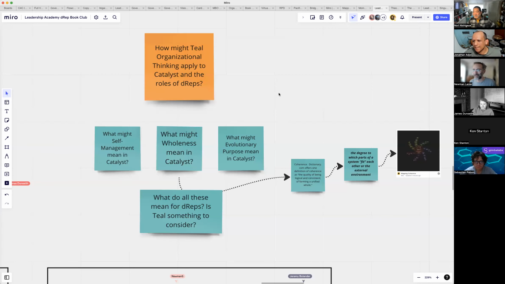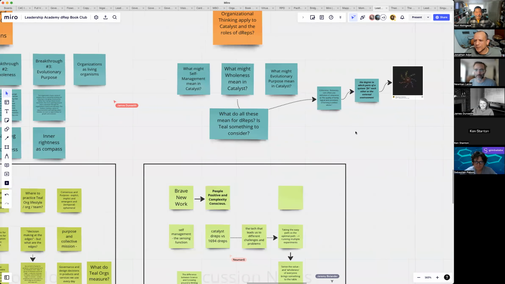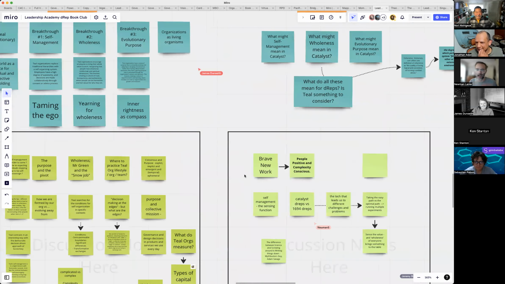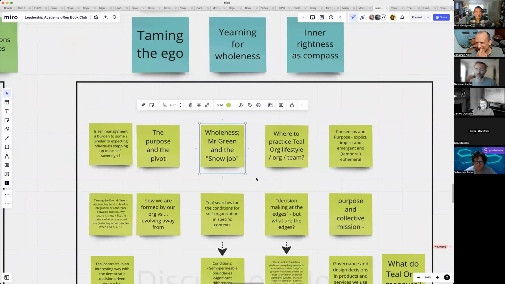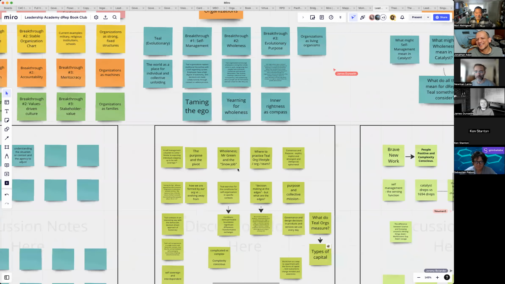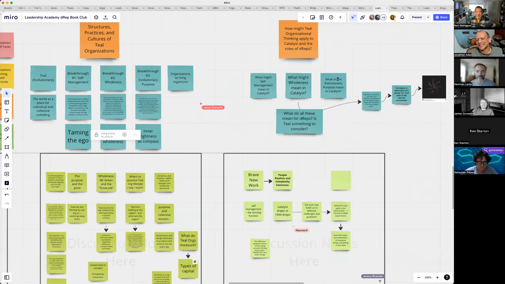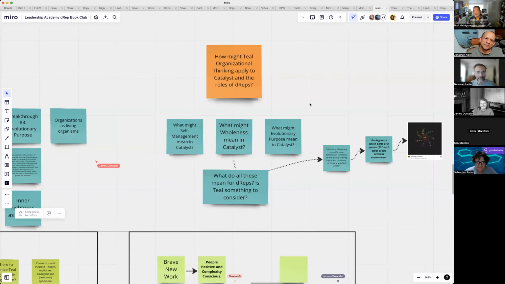I wrote down earlier, under wholeness, Mr. Green and the snow job. I had a fifth grade teacher at Catholic school, and we would just lie about everything. We never fessed up to nothing. We saw nothing. We know nothing. And he was so angry. He was just like, you're just snow jobbing. You're just putting up a big white wall to everything, you know? And it was just hilarious. We battled. He was great. He was one of my only male teachers in elementary school, Mr. Green. Beautiful.